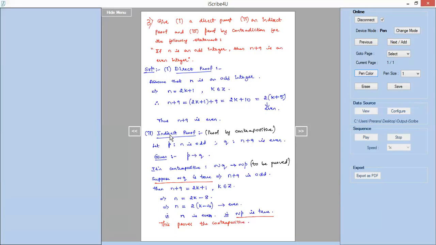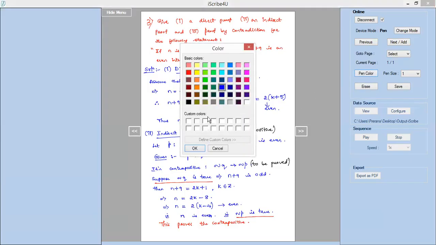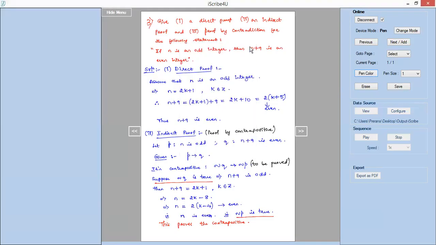This proves the contrapositive for us. So this was the second part of the problem. Now, before we move on to the third one, let's see what the third part of the question is. We have to prove the statement by proof by contradiction.